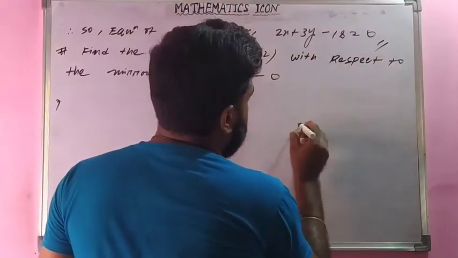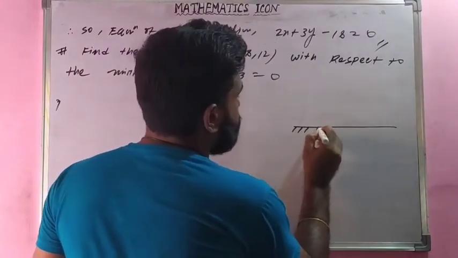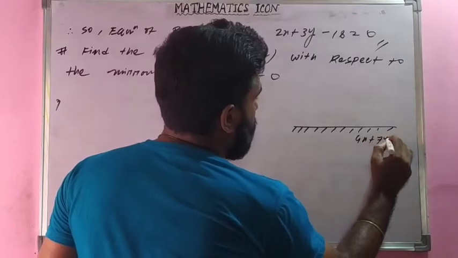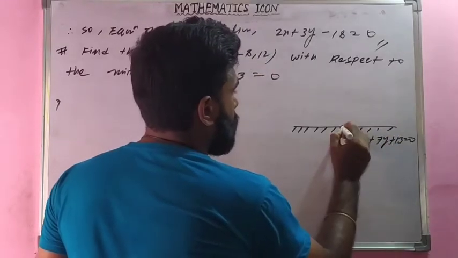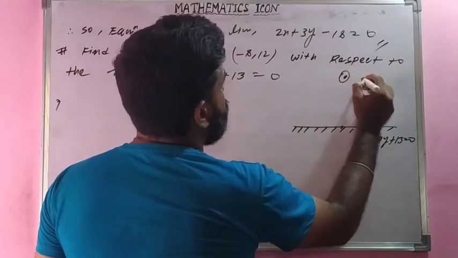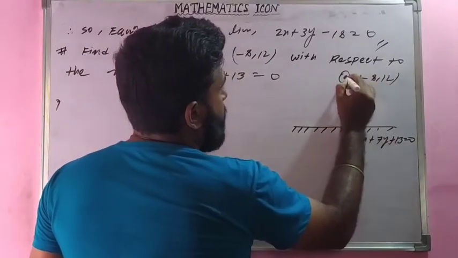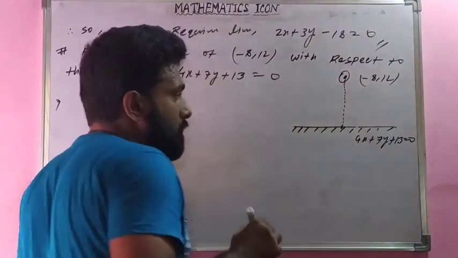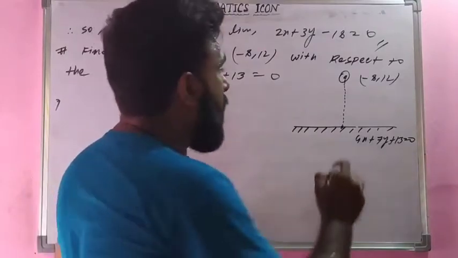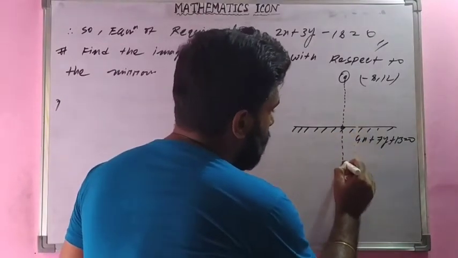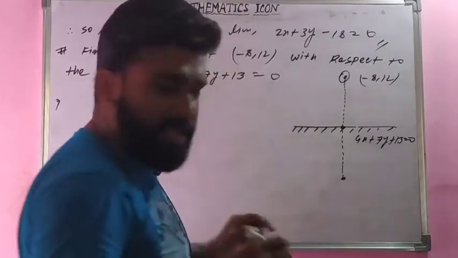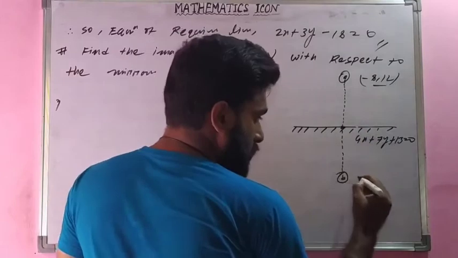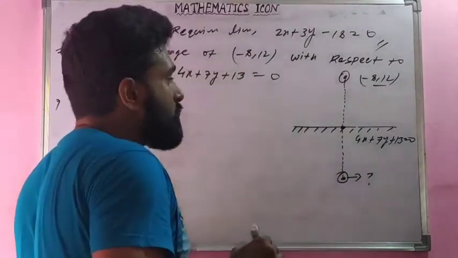So if you draw the figure, this is the mirror, 4x plus 7y plus 13 equals 0. Now this is your point which is given in the question, minus 8, 12. And for getting the image, one ray will be plotted here, and the image will be created behind the mirror, just like that. It is your optics concept. So this point will be the image point, and this point's coordinates need to be found.